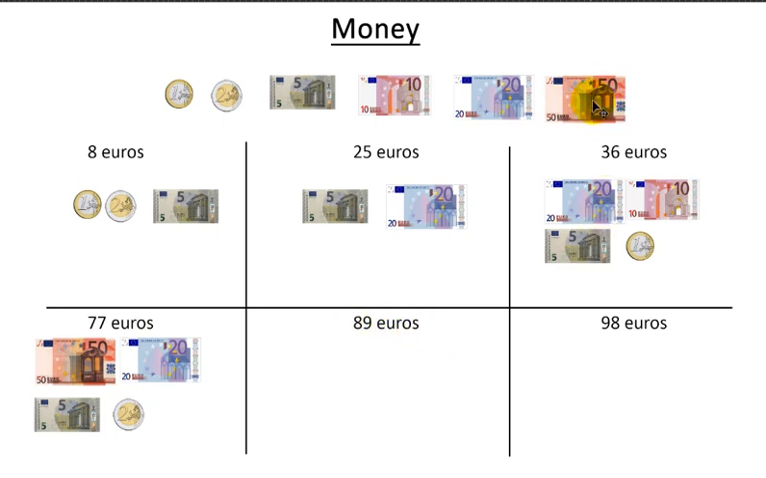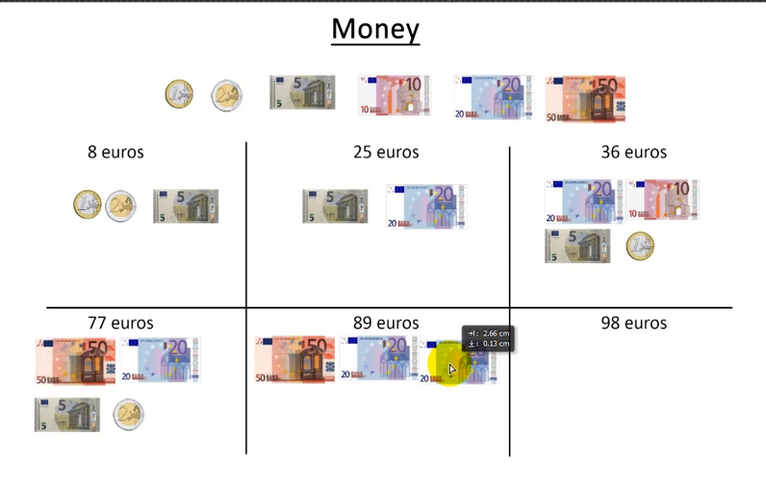Can I use 50? Yes. Can I use another 50? No, that would get me to 100. That's more than 89. Can I use 20? Yes. And that gets me to 70. Can I use another 20? No, because that would get me to 90, and that's more than I want. I want 89. Can I use 10? Yes. That way I get to 80.